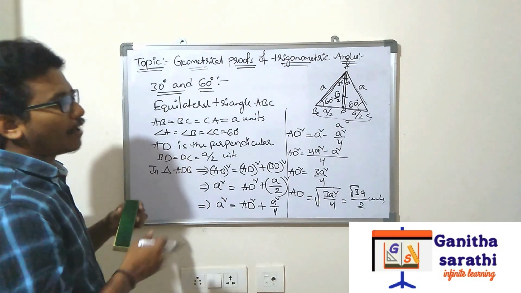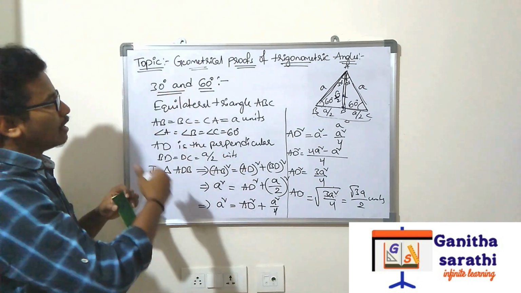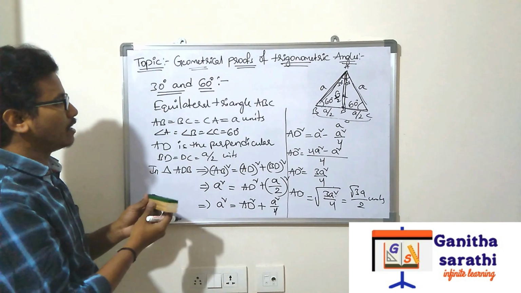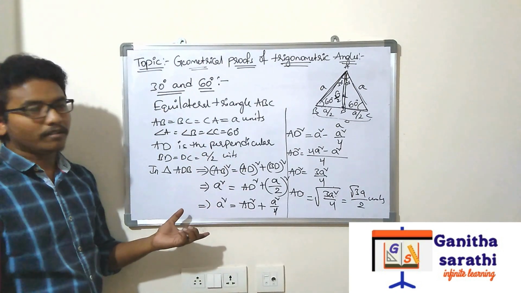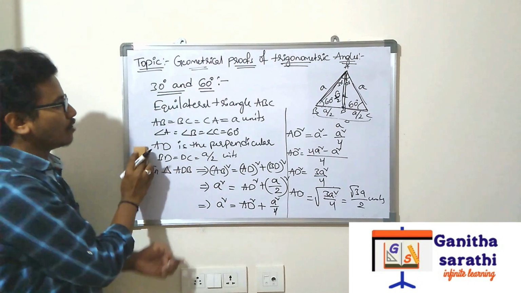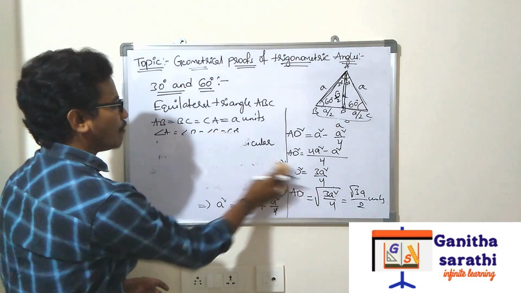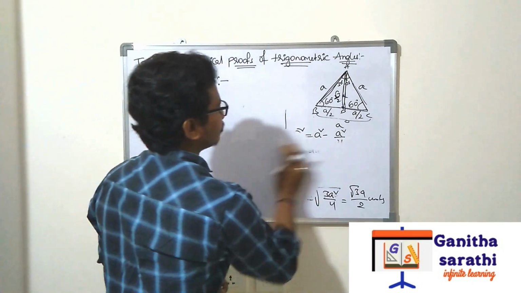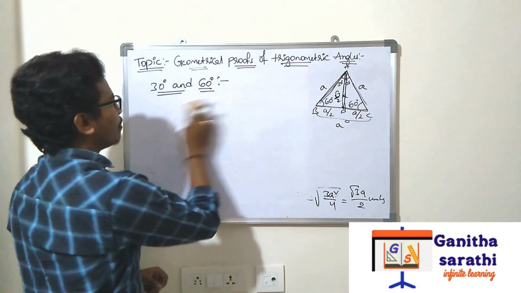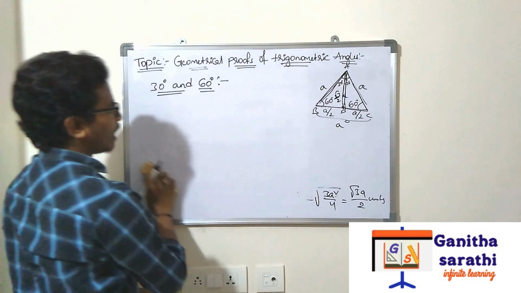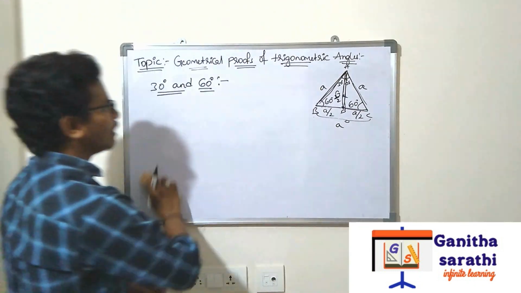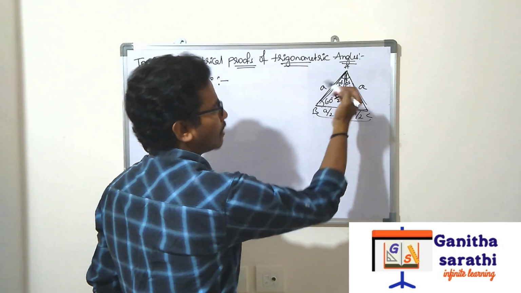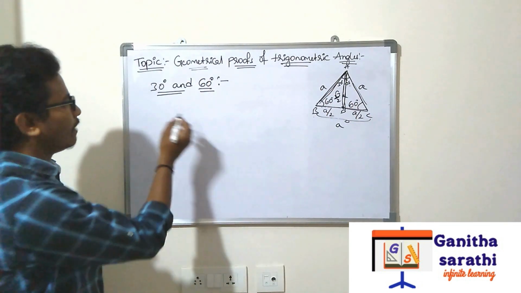Now let us find the six ratios of these angles, means sin 30, cos 30, cos 60, like that. Okay, understood all of you? Now let us find out the ratios of this one. What is sine formula? Opposite side by hypotenuse. So first sine, you will find 30 degrees. You can take sine 30 here or sine 30 here, it's up to you. You can take anywhere.